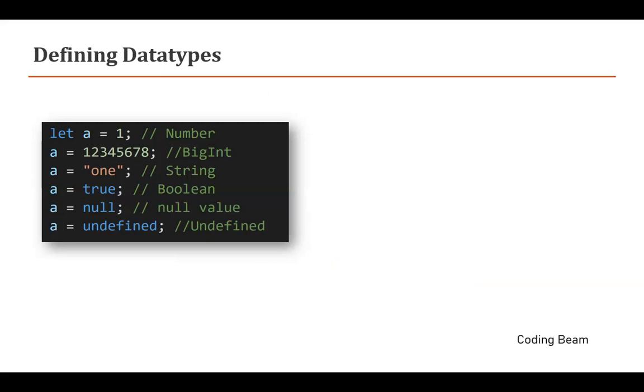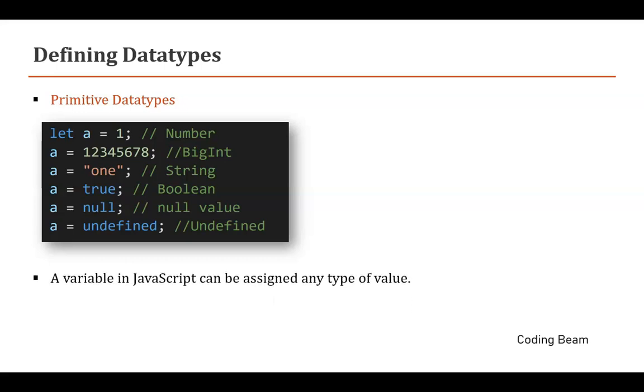Now we have to define the primitive data types. There is a keyword, let, and the variable name, a, equals. Now we are declaring a number here. If we declare it with a numerical digit, it is a number. And if we are declaring a very big number, then it is called a BigInt.